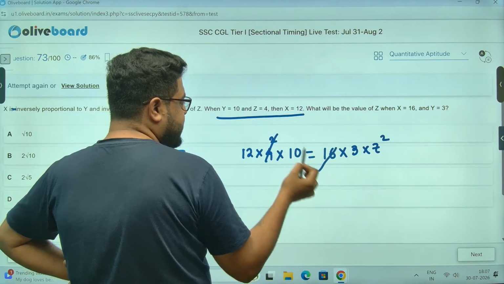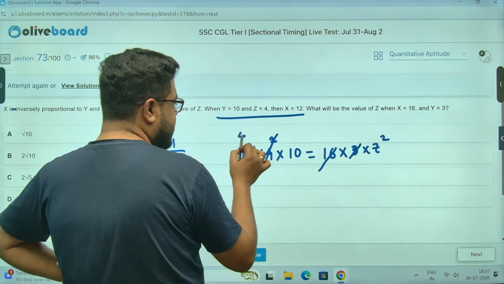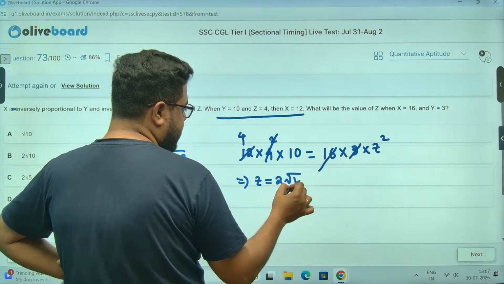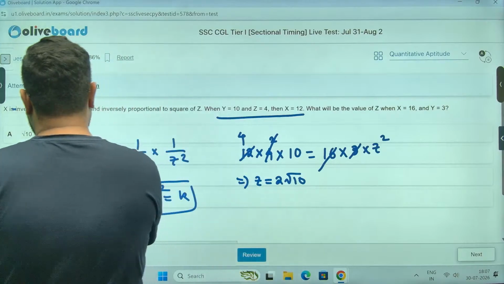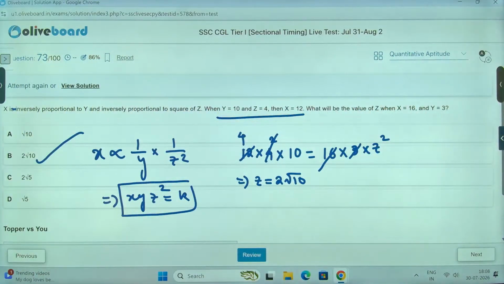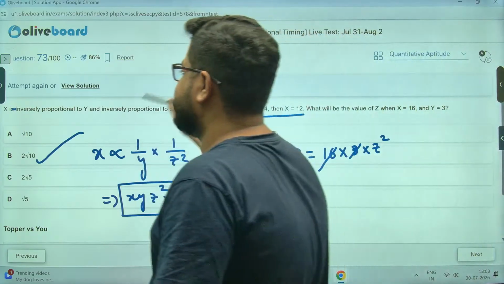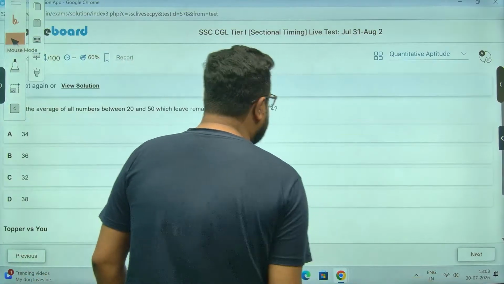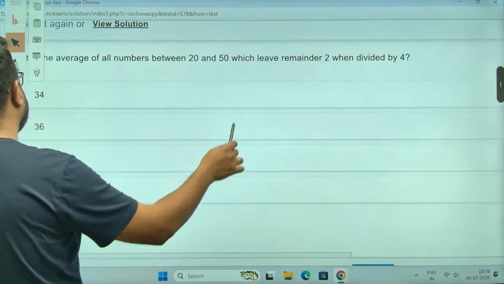4 square and 16 gone, sir. 3 4s are this. Z will be 2 root 10 if I'm not wrong. Option number B is the answer. Option number B is your correct answer, sir. Again, I thought it would have some more substance. But again, it's a very simple question. It can come in form of a word problem as well, the same concept.